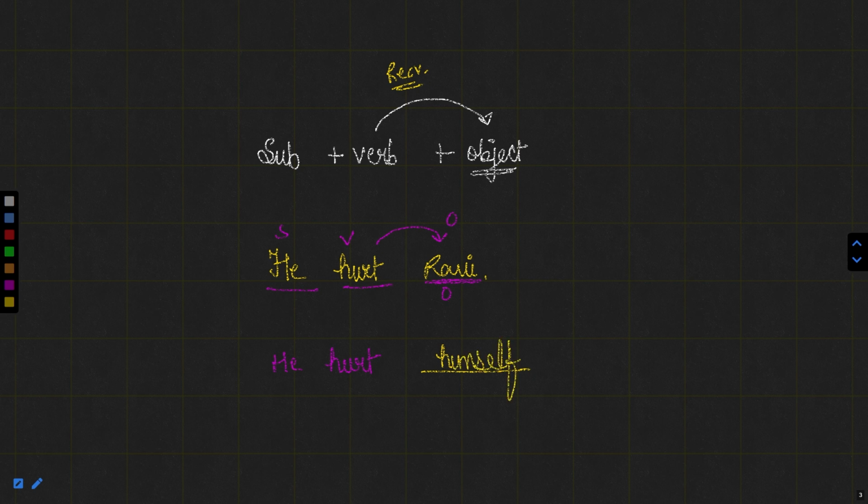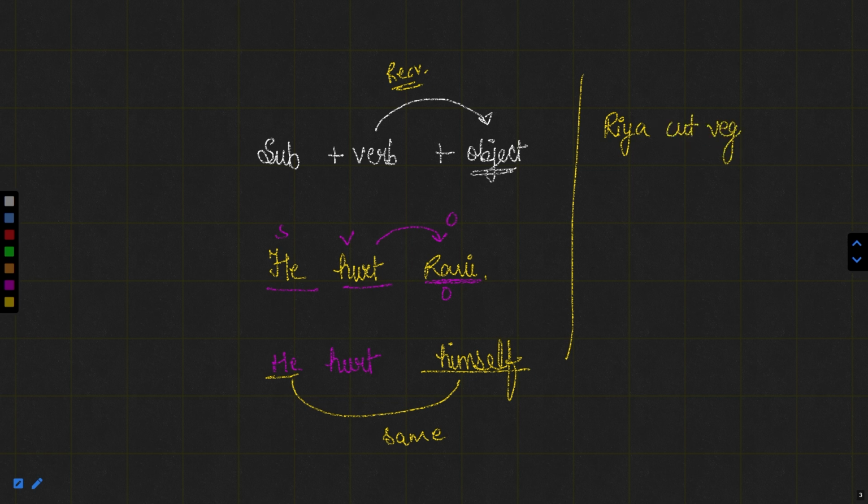Now himself means when he is reflecting back to the subject, it means himself and he both are the same person. Okay, both are the same person. It means the receiver of the action is actually the doer of that action. Okay, for example, there is a girl, Ria. Now what she was doing, she was cutting vegetables. Okay, so Ria cut vegetables. Okay, Ria cut vegetables. Now while she was cutting vegetables, what happened? Unfortunately or suddenly she cut her finger. Okay, now I can say Ria cut herself.